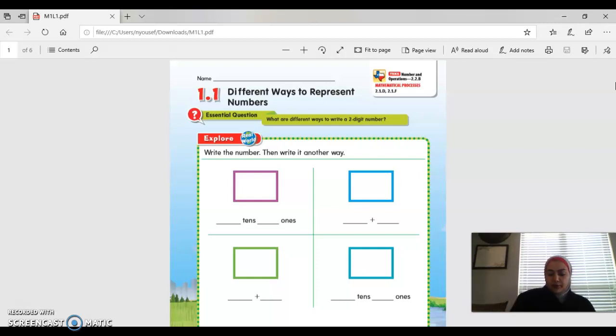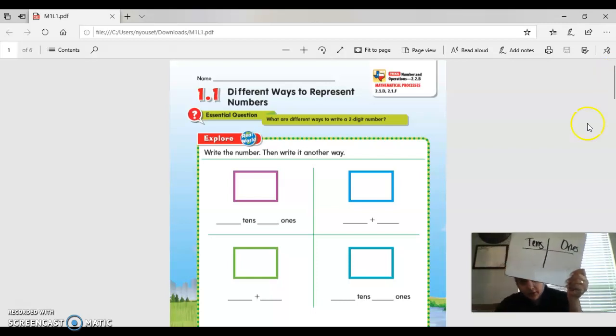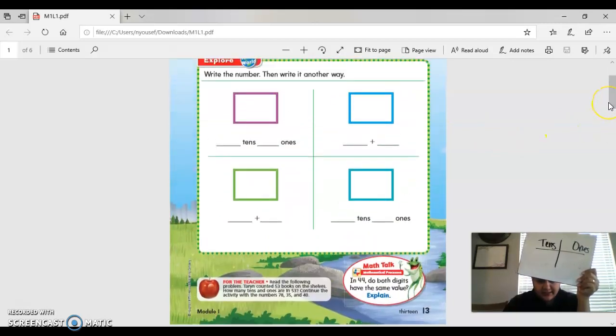Now, so we have our chart. We have ones and tens. Looks like that. All right. So write the number in another way. What are the different ways to write two-digit numbers? So let's see. It says Tyron, right here on the bottom.